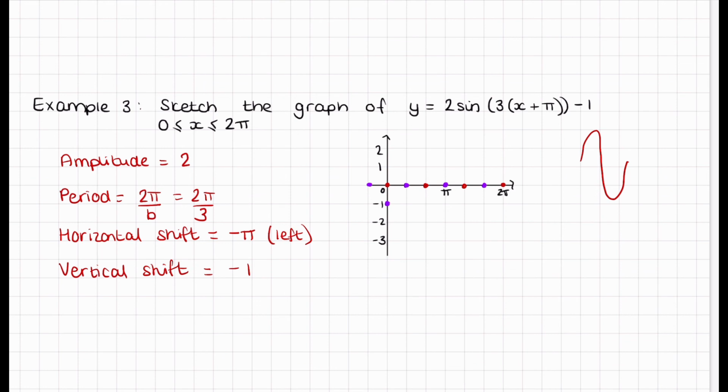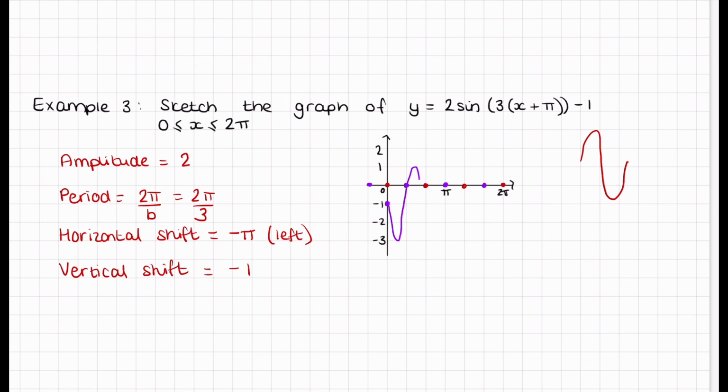Now the other thing to note is the amplitude. The amplitude here is 2. If there was no shifts, it would mean our maximum will be at 2 and our minimum will be at negative 2. Because there is a vertical shift of negative 1, that will move down by 1, so our maximum will be at 1 and our minimum will be at negative 3. So with knowing that, we can then start to draw the graph like this.